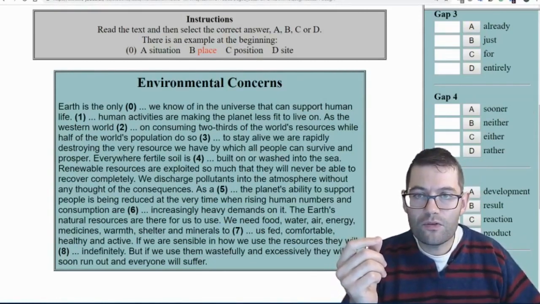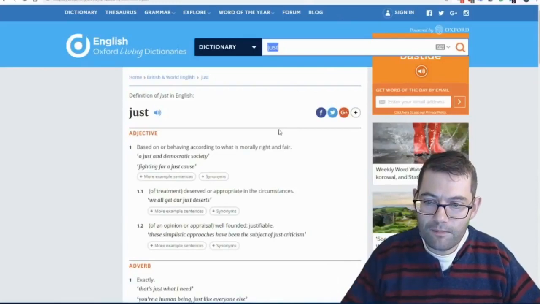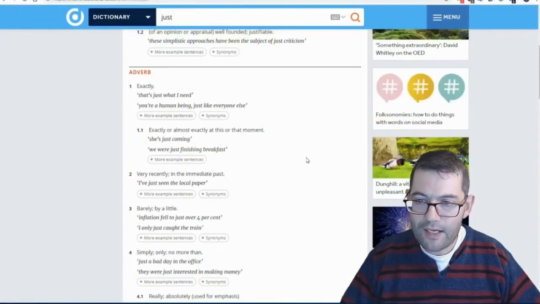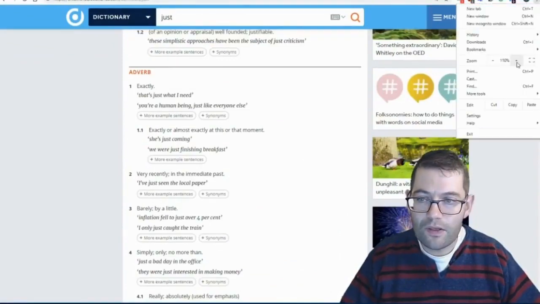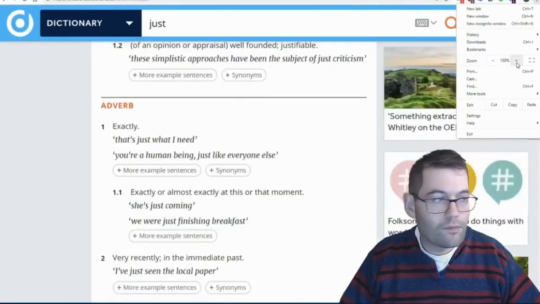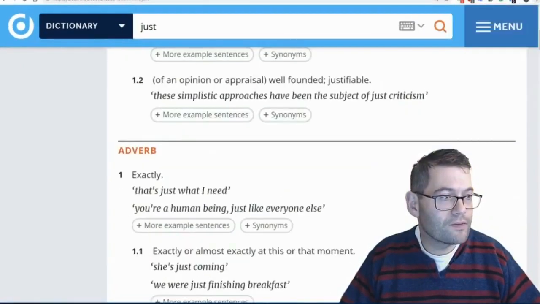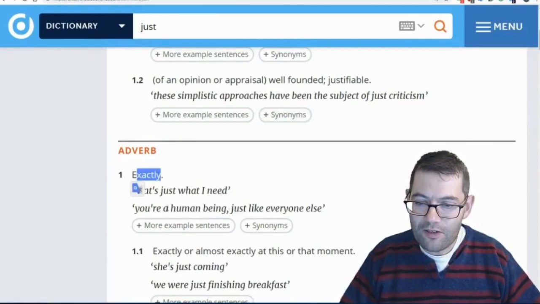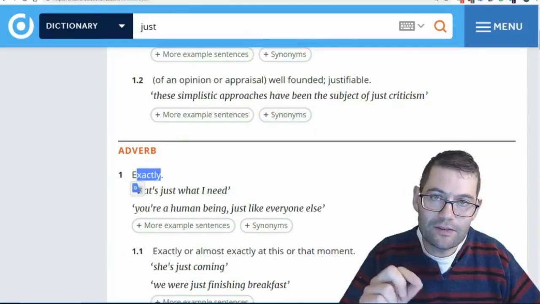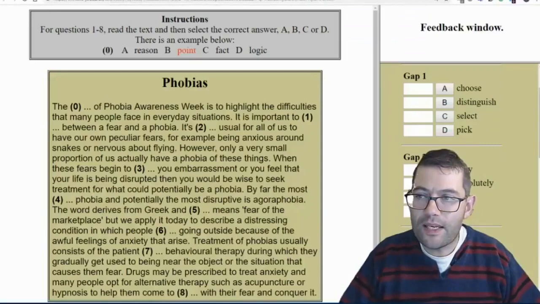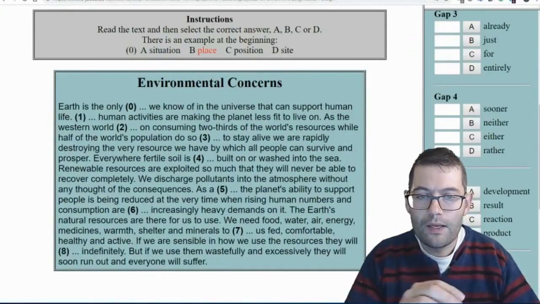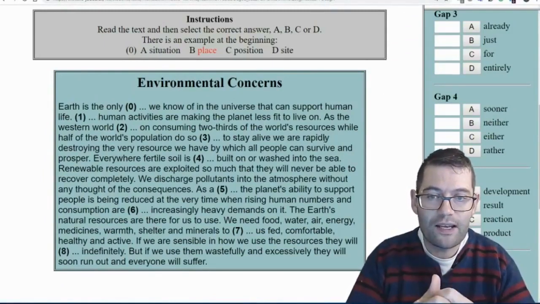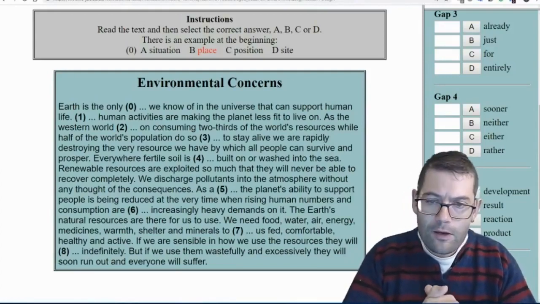I'm going to take you to this tab here. And we need just as an adverb here. If I zoom into the page so you can have a look at this, let's move the live chat out of the way. Right here: exactly, that's just what I need. You're a human being just like everyone else. And it's this context, this meaning of just that we need for the answer. So half of the world's population do so just exactly for the purpose of staying alive, just to stay alive.